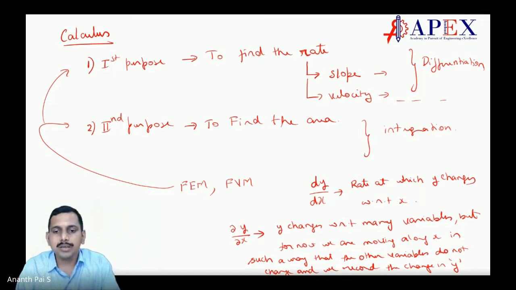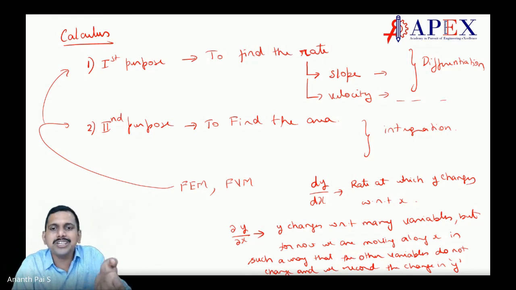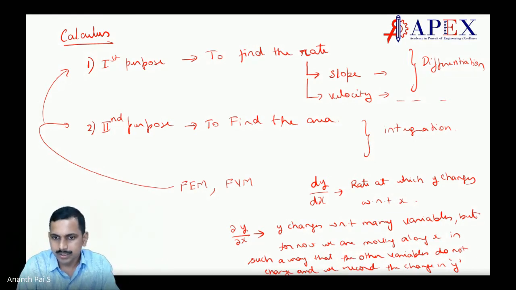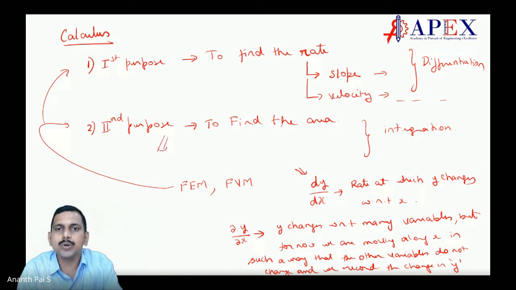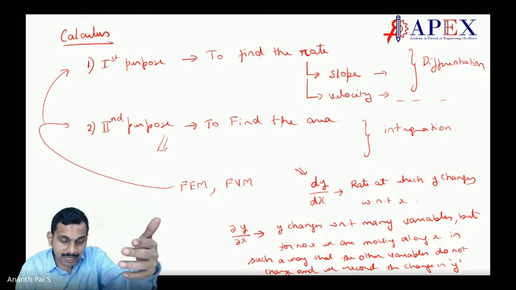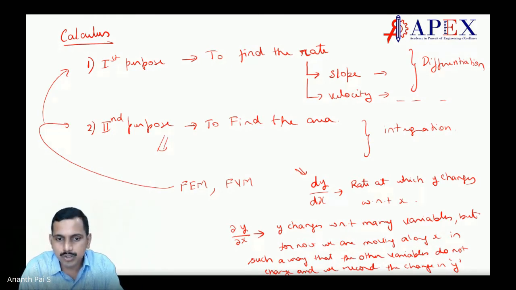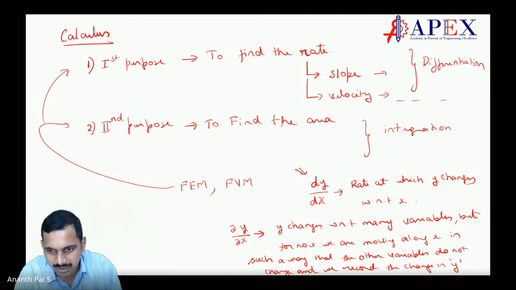But first of all, you have to find out what is dy by dx. If you say just dy by dx, it is not enough. You have to explain why dy by dx is there. That is done. Next, the second purpose: I said integration. What is integration? Finding the area under a curve. That's it. I'll write it in the next slide. Write this down, please. Any doubts here? You can write this down neatly.